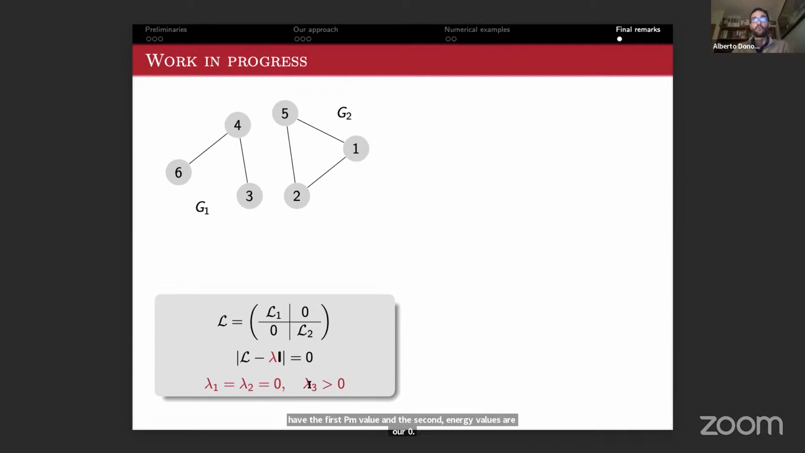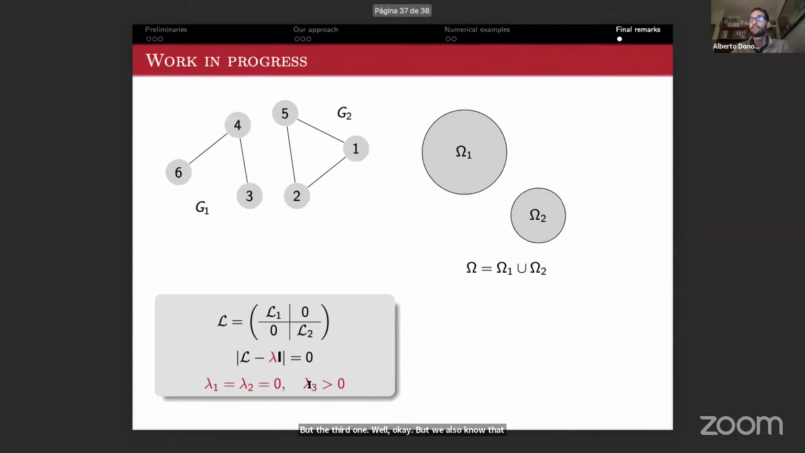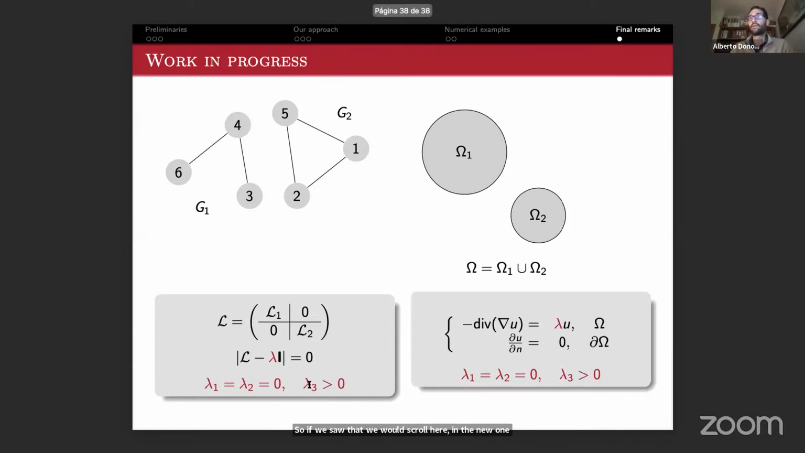We also know that there is a direct correspondence between two connected graphs and two connected continuous domains. So if we solve what is called here the Neumann Laplacian problem, which corresponds to this PDE in omega, where omega is these two subdomains, the first and second eigenvalues are also 0, but not the third one.